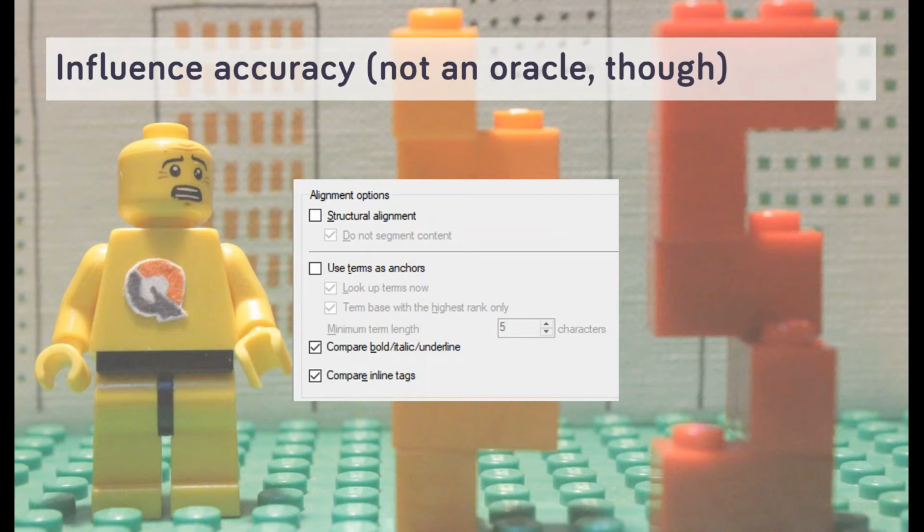However, it will also score the links, which means that you can use the terms in your term base as anchors. You can use bold, italic, and underline formatting. You can use the inline tags to score and to make the alignment more precise. But on the whole, it's based on the order and on the length of segments.